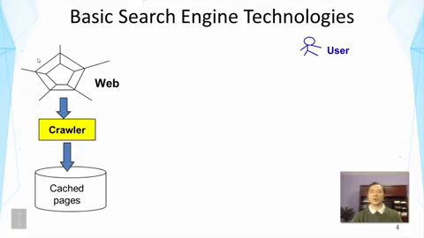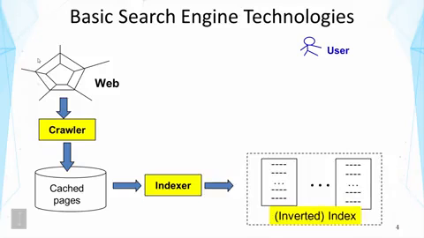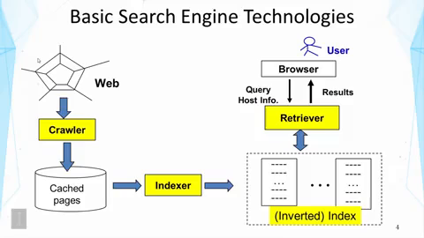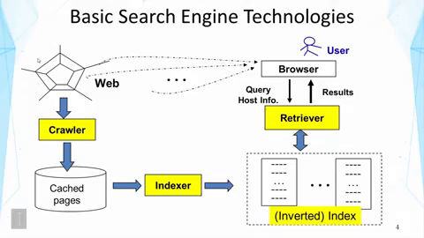The first component is a crawler that would crawl pages. And then the second component is an indexer that would take these pages to create an inverted index. The third component is a retriever that would use the inverted index to answer a user's query by talking to the user's browser. And then the search results will be given to the user, and then the browser will show those results and allow the user to interact with the web. So we're going to talk about each of these components.